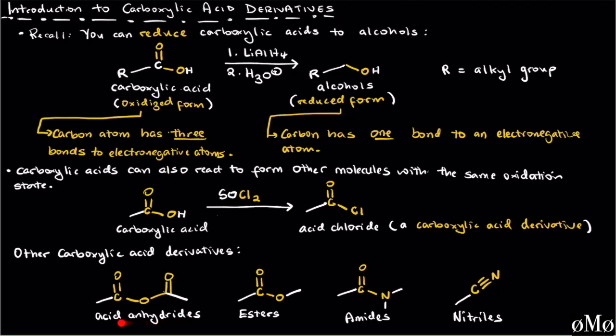So you have your acid anhydride, I've highlighted over here. It's basically a carboxylate group as a substituent on your carbonyl. You have your ester, which is basically an alkoxy group on the carbonyl, or an amide, which is an amine group on the carbonyl, and then your nitrile, which is basically a cyano group.